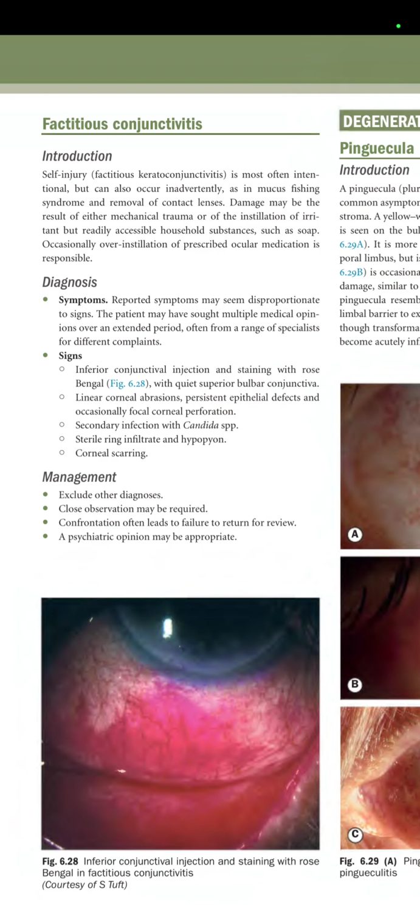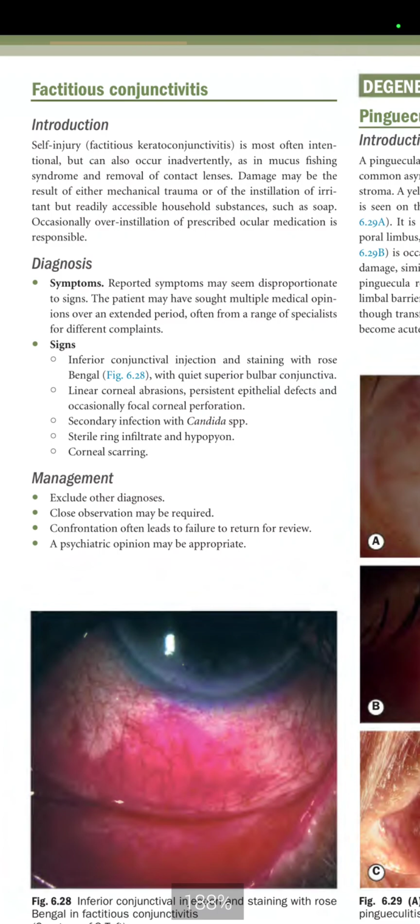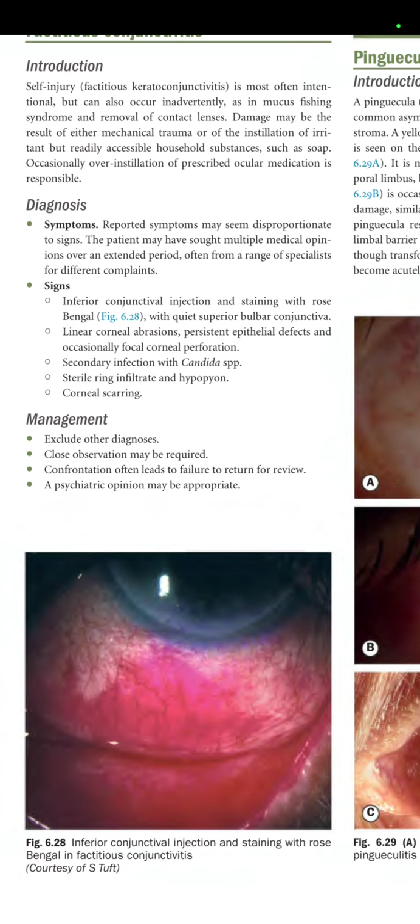Introduction: self-injury, factitious keratoconjunctivitis. Why? Because you are self-injuring your conjunctiva. It is most often intentional, but can also occur inadvertently, as in mucus fishing syndrome and removal of contact lens. So how do you do it? Because you rub your eyes so much that they become red, and you can also do it unknowingly during the removal of contact lens. Damage may be the result of either mechanical trauma or of the instillation of inadvertent but readily accessible household substances such as soap. Occasionally, over-instillation of prescribed ocular medication is also responsible.